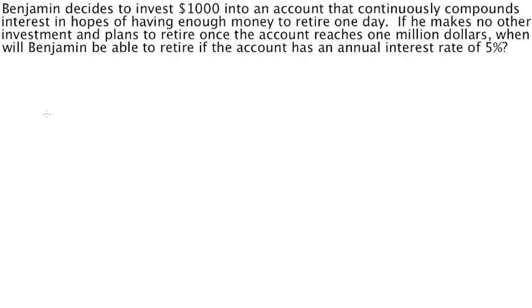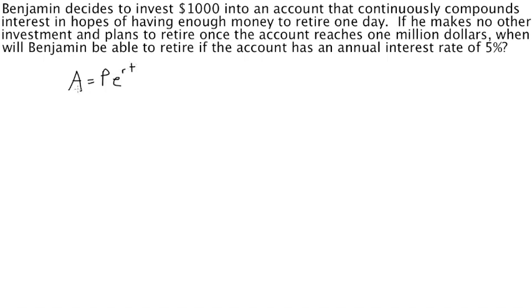So here we've got Benjamin, who's investing $1,000 into an account that continuously compounds interest. He's wanting to retire on this. He's wanting it to earn $1 million. So we're wanting to find how long it's going to take for that to occur. So our continuously compounded interest formula, remember, is A equals Pe^(rt). So A is the amount that we want to have, P is the principal, the amount that we initially invest, r is the annual interest rate, and t is going to be the number of years. So in this case, t is what we're wanting to solve for.